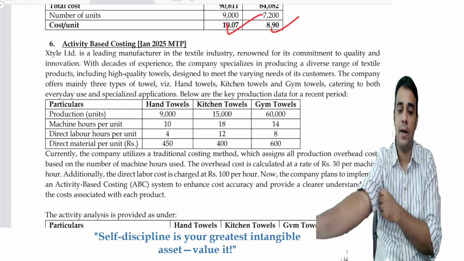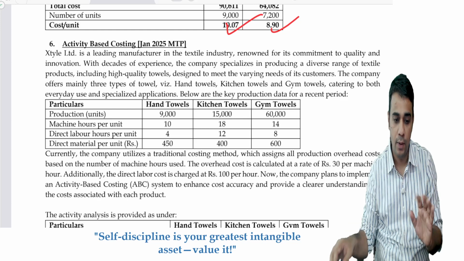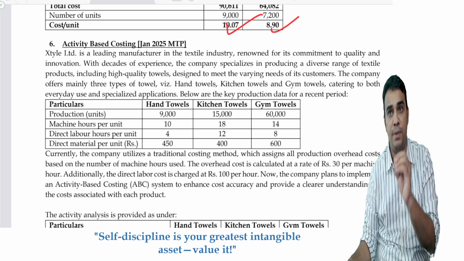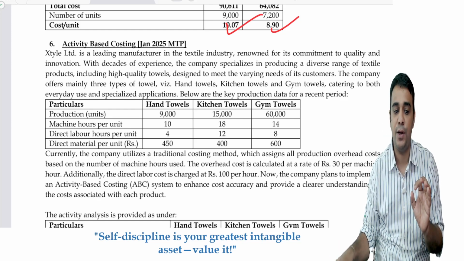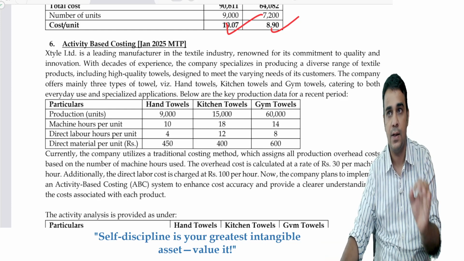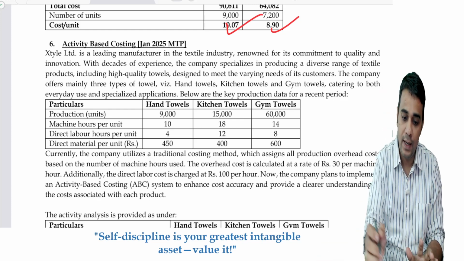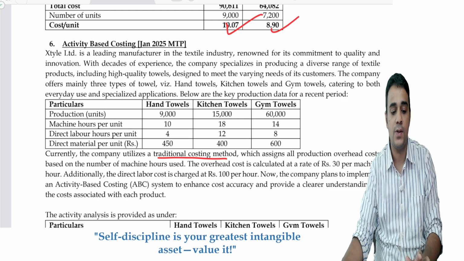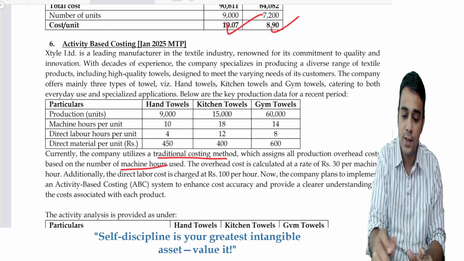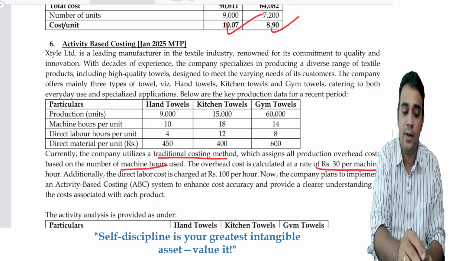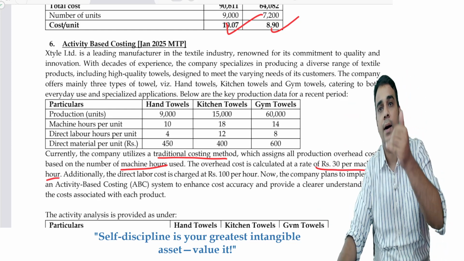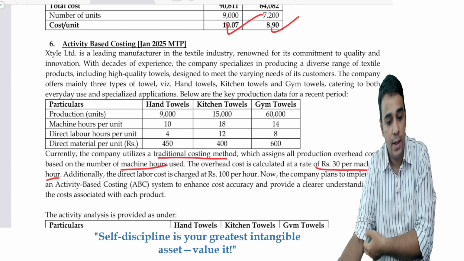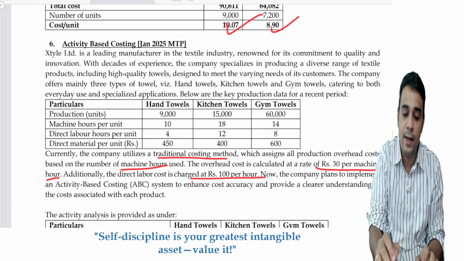Textile Limited is a leading manufacturer in the textile industry. Para 1 basic background. Production machine hours per unit. They have given machine hours. Maybe the driver can be machine hours in this question. Labor hours per unit. Material cost per unit. Material cost, labor cost plus overhead cost. Currently, the company follows a traditional costing method which assigns all overhead cost on the basis of machine hours. Overhead cost is calculated at the rate of 30 per machine hour. So OAR is given to you, which is 30 per machine hour. Additionally, labor cost is 100 per hour. This is not overhead.